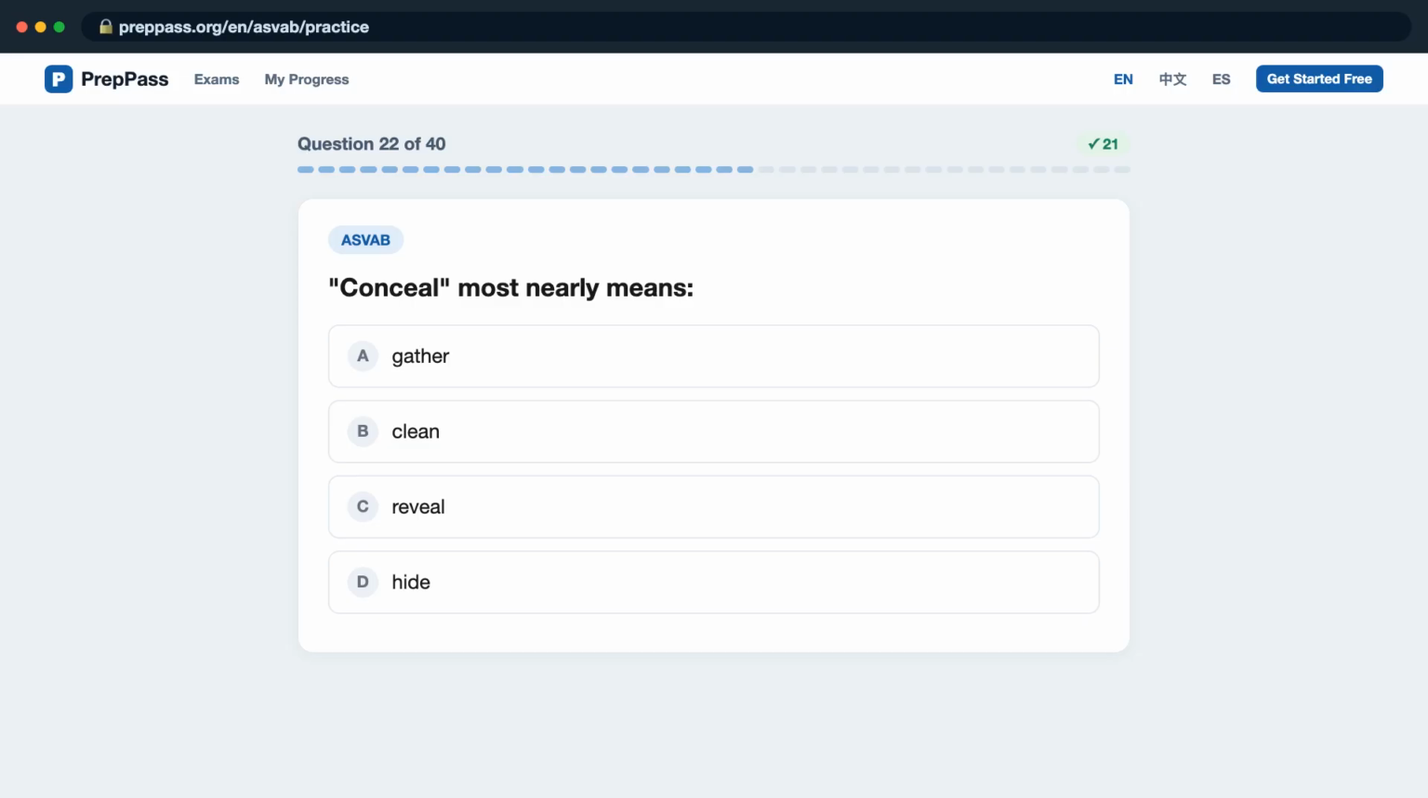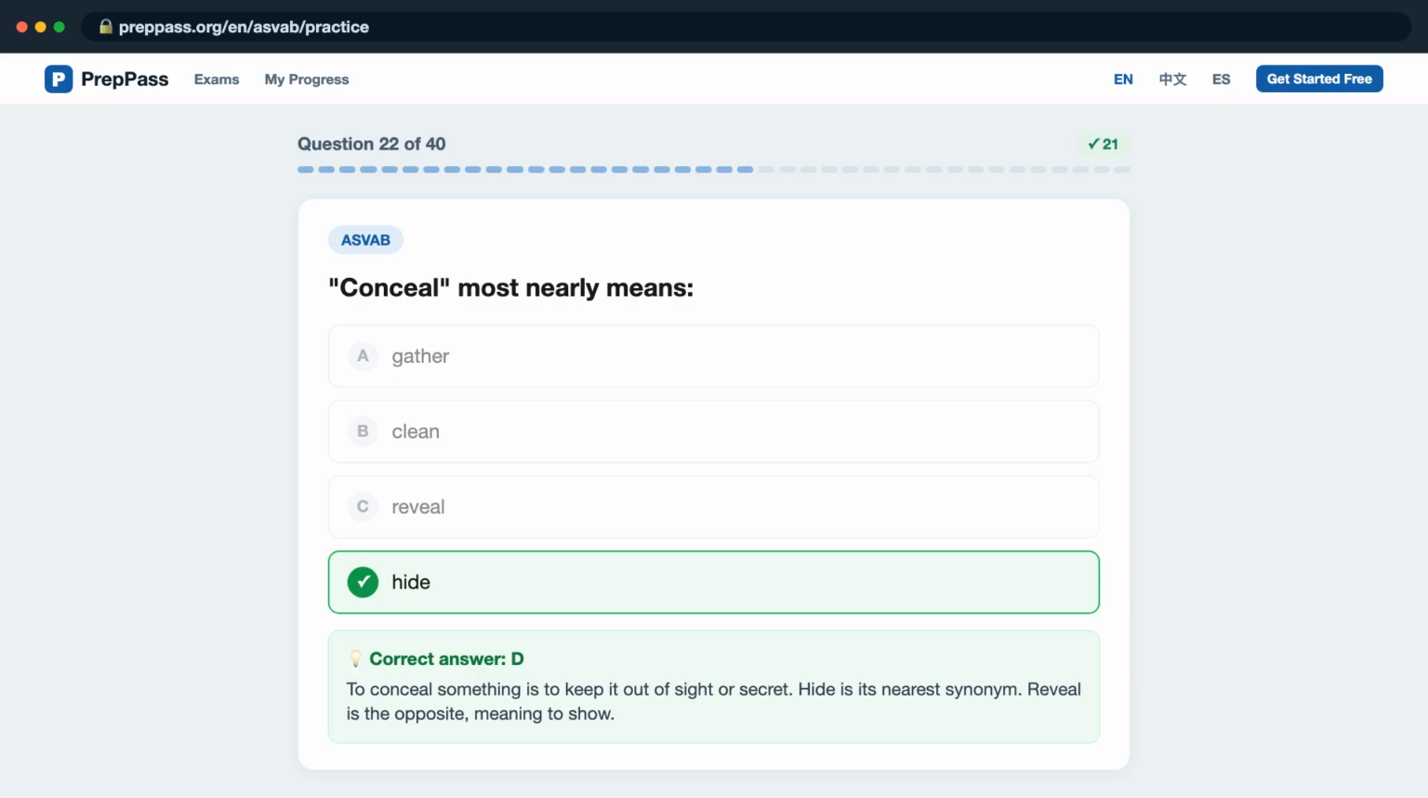Question 22. Conceal most nearly means, is it A, gather? B, clean? C, reveal? D, hide? The correct answer is D. To conceal something is to keep it out of sight or secret. Hide is its nearest synonym. Reveal is the opposite, meaning to show.